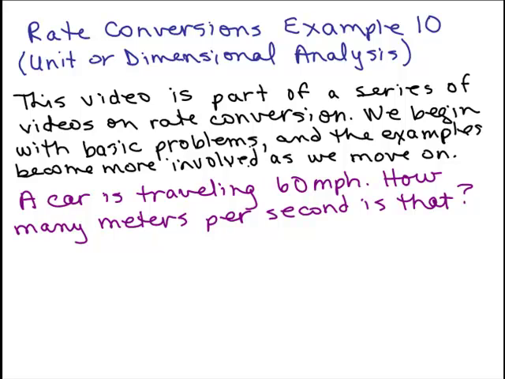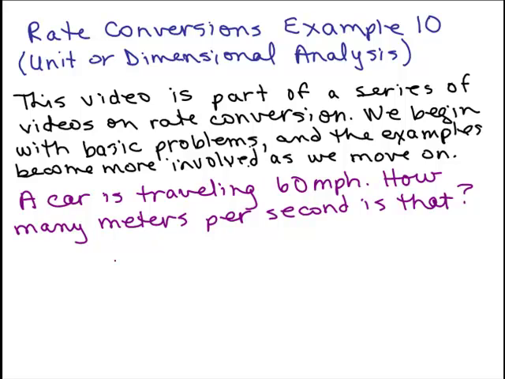All right, this is rate conversions example 10. In example 9, we went from meters per second to miles per hour. Now we're going to go the other way around. The car is traveling 60 miles an hour. How many meters per second is that?